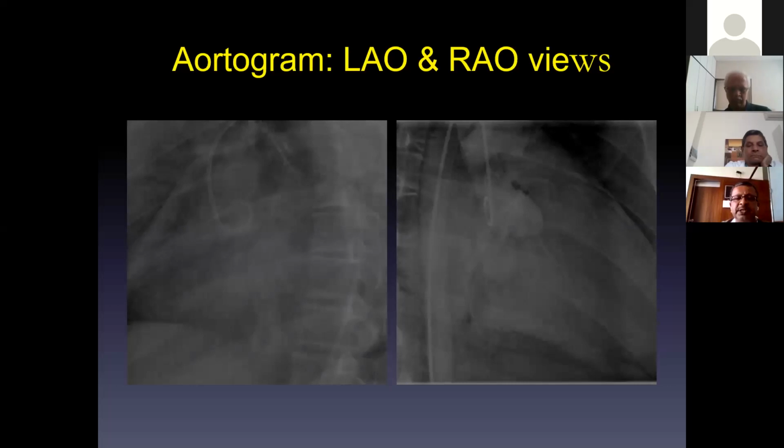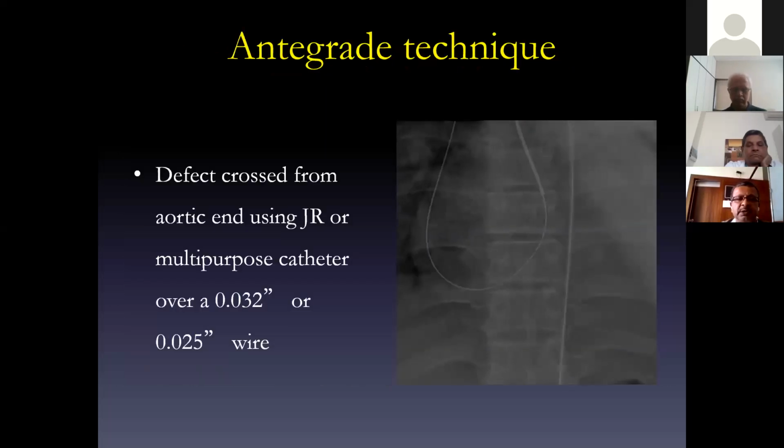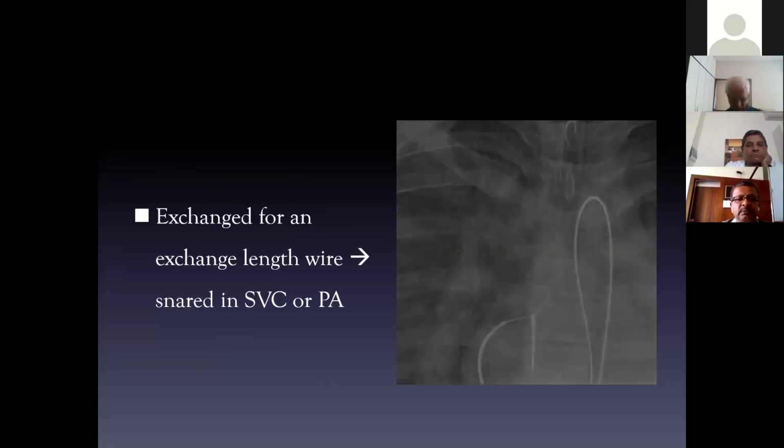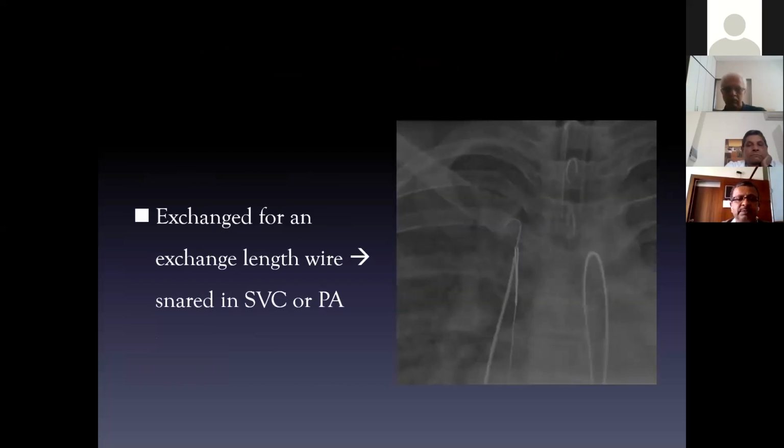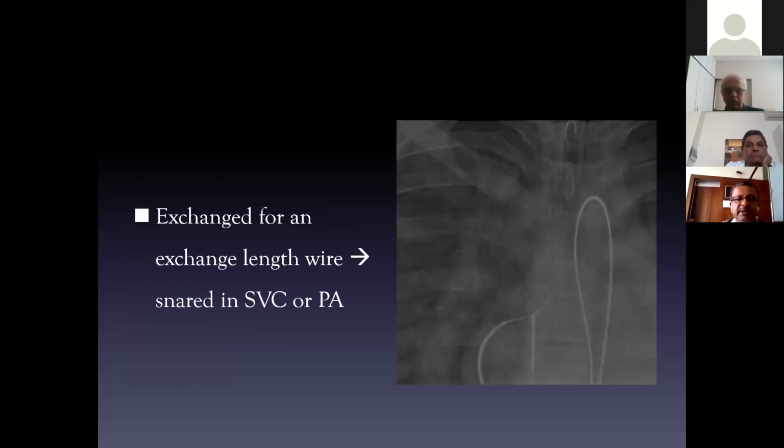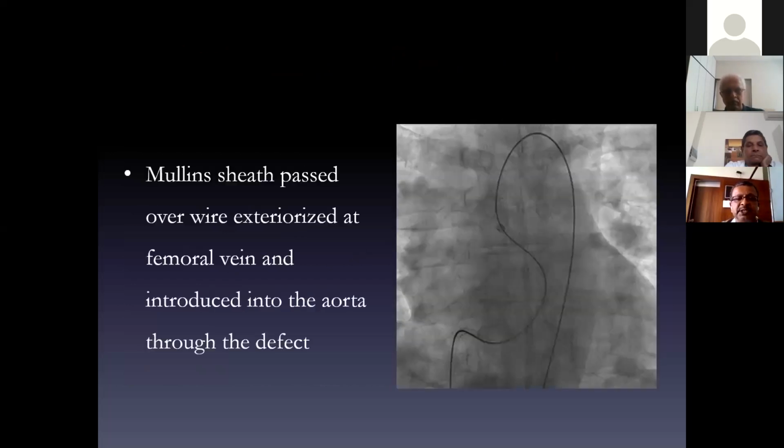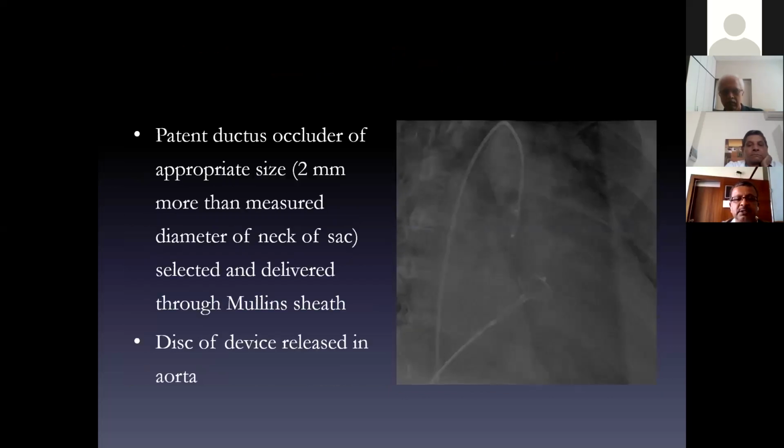The defect is very easy to cross, I told you. And once you cross, unlike a standard VSD closure, you snare it out and make an arteriovenous loop. Snaring out from the side opening into the RA is very, very easy, and passing a sheath is extremely easy. Then you put a device, and you have the angiogram to know where to come out. In the initial phase, if you're not doing this very frequently, it needs some time.